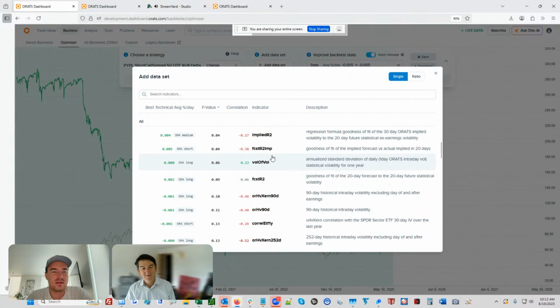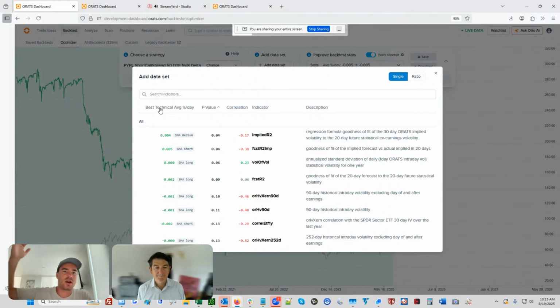I want to go over the leftmost column really quick. It's called best technical average percent per day, and what that means is we're already telling you what the modified return stream is going to look like in terms of the best average percent per day. We're not just adding the indicator and saying if it's greater than 1 we enter, if it's less than 1 we exit. It's not a basic implementation.